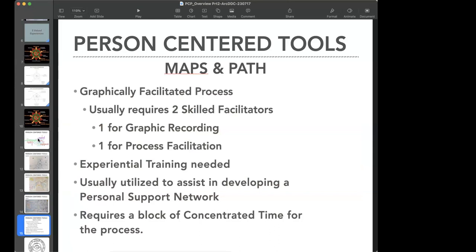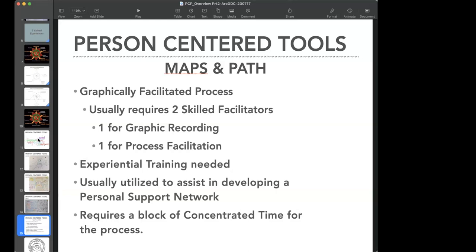I just did a workshop for SWEMBA in Michigan, a 3-day, we call it a creative facilitators workshop, because we actually are asking people to be creative in the ways in which they're facilitating those conversations. MAPS and PATH are a graphically facilitated process, and traditionally that requires 2 skilled facilitators, one who does some graphic recording and someone else who does some process facilitation. Now, that's not to say that these tools don't have something to offer, and that they couldn't be in some way facilitated by one person.